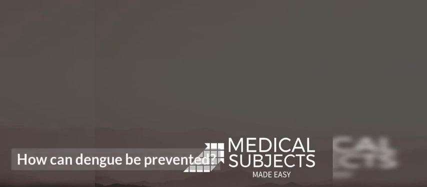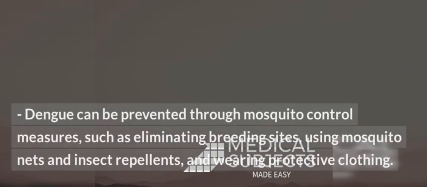5. How can dengue be prevented? Dengue can be prevented through mosquito control measures, such as eliminating breeding sites, using mosquito nets and insect repellents, and wearing protective clothing.